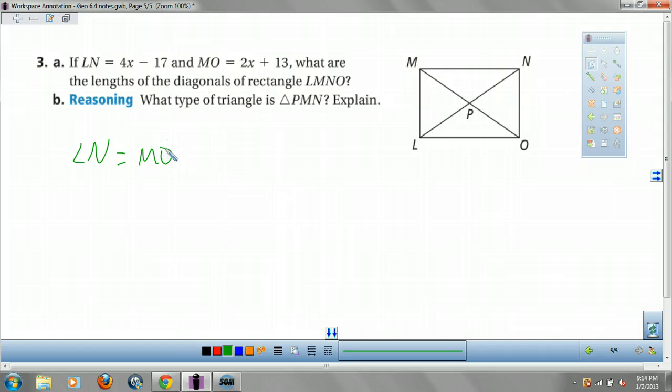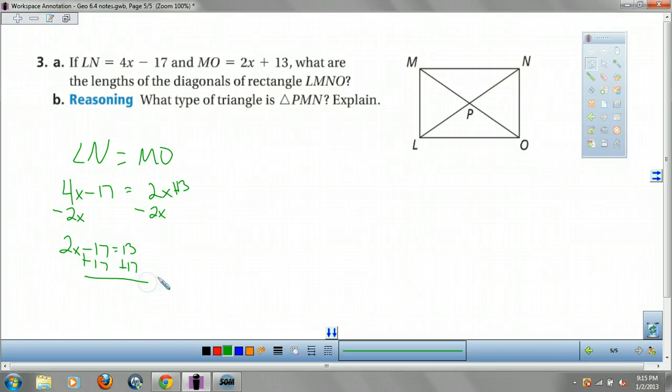So now what I can do is I can go ahead and plug in LN. 4x minus 17 equals 2x plus 13. Okay? Subtract my 2x from both sides. I get 2x minus 17 equals 13. Add my 17, add my 17. I get 2x equals 30. Divide both sides by 2, and x equals 15.